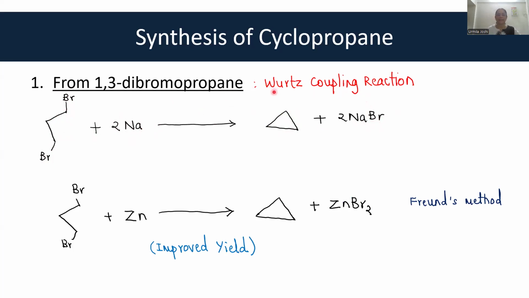This reaction is very similar to the Wurtz coupling reaction, if you recollect Wurtz coupling. The modified method is using 1,3-dibromopropane but treating it with zinc. What happens when you treat it with zinc? The product is the same. Zinc bromide is formed instead of sodium bromide, but the yield is improved significantly, and therefore this method is more useful than the first method. This method is called Freund's method.